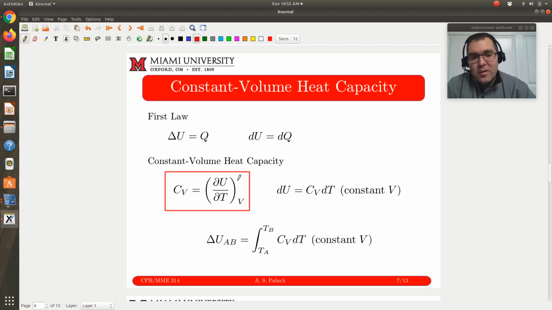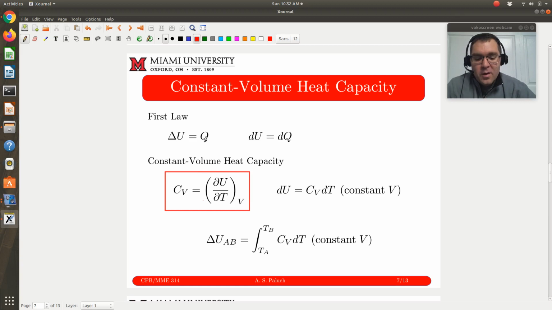Now, if we're conducting this process under constant volume, so an isochoric process, a system under constant volume, remember my PV work is 0. So delta U is equal to Q, and so we end up with the definition of our constant volume heat capacity, CV, which is going to be dU/dT at constant V.